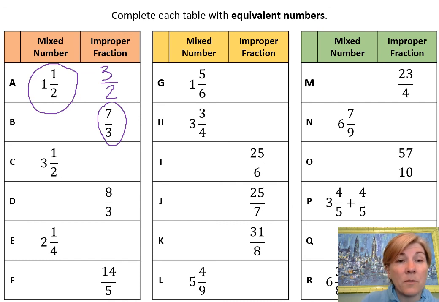In the second example, this time I'm given the improper fraction, and now I'm going to be thinking of it in terms of thirds. So how many thirds are in 7? How many groups of 3 can I make out of 7? Well, I can make 2 groups of 3 with 1 left over, with 1/3 left over. So you're going to go ahead and fill that out.